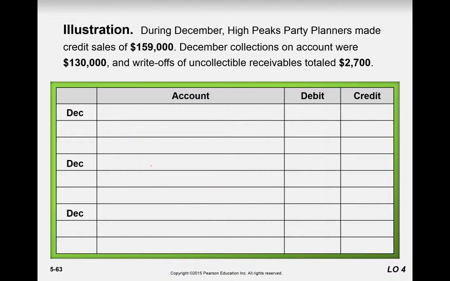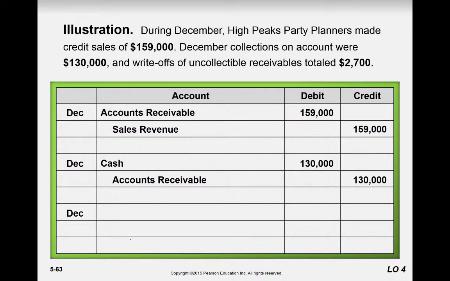So we made credit sales of $159,000. So we're going to debit accounts receivable for $159,000 and credit sales revenue. We made sales, we did our party planning, we got money. Now we collected $130,000. That means our cash is going up by $130,000, and we're going to reduce our accounts receivable balance. Looking at our accounts receivable, we had $159,000, and then we had $130,000. So right now our balance in accounts receivable is only $29,000.